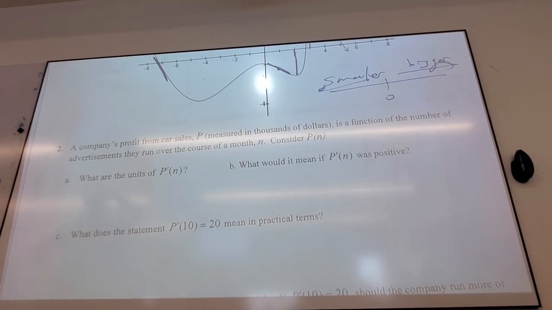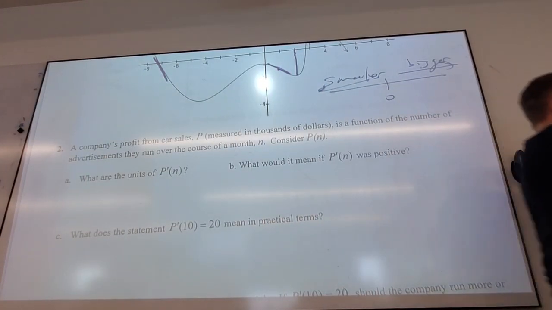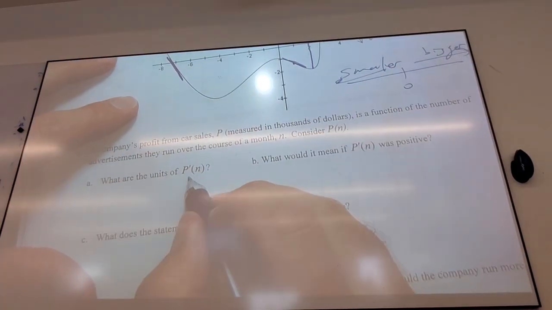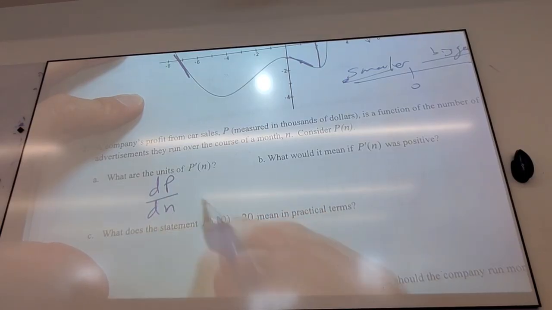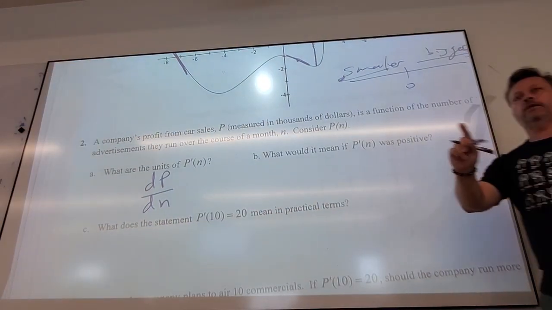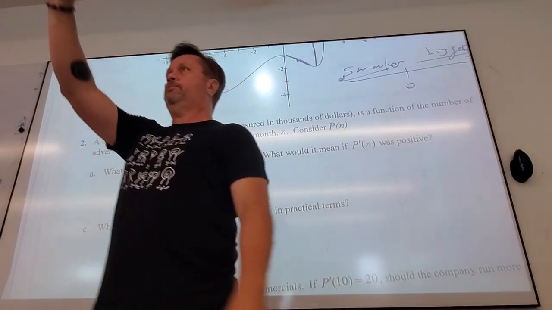How do I figure out the units of P prime of N? Can anybody change that into the other notation we just talked about? How can I rewrite this? I'll get it started. D P over D N. Now, here's the great thing: if I'm worried about the units, put it in that form.